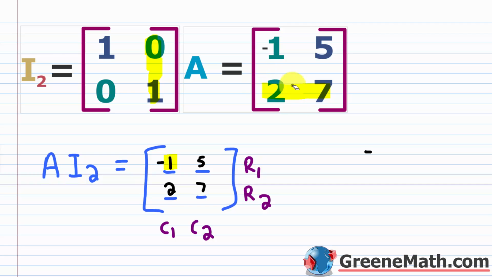So you can see that we multiplied our matrix A by our matrix I sub 2, or the 2 by 2 identity matrix, and we got A back. Again, if you want to pause the video and reverse this, if you wanted to do I sub 2 times A, you would get A back as well.